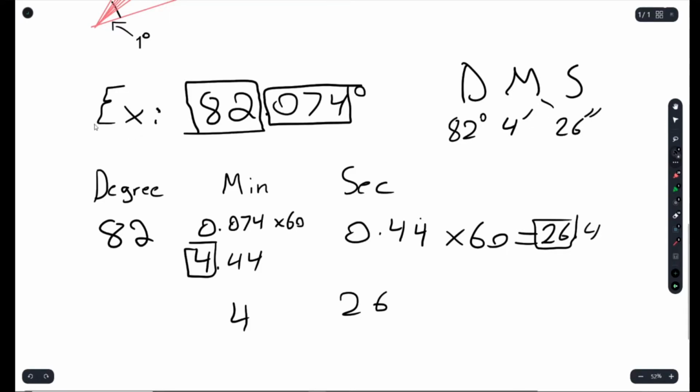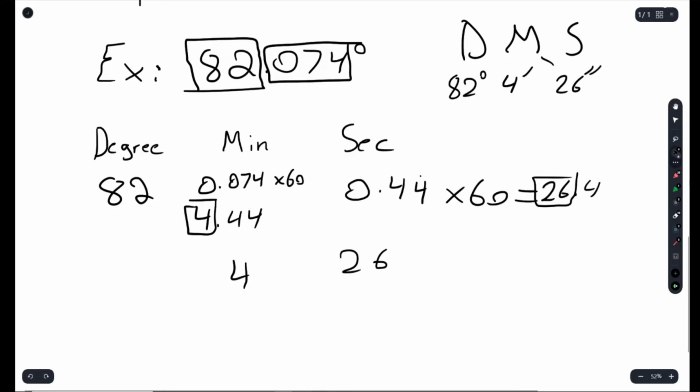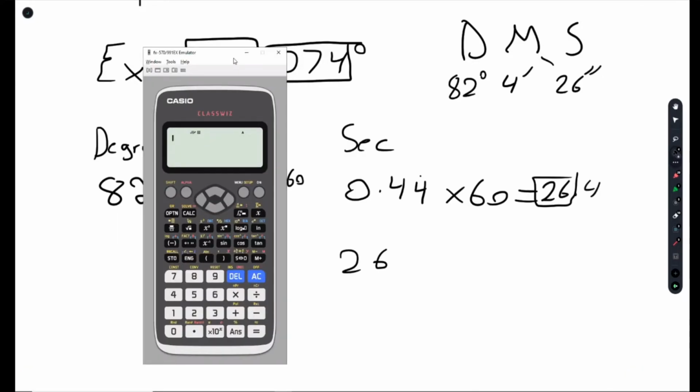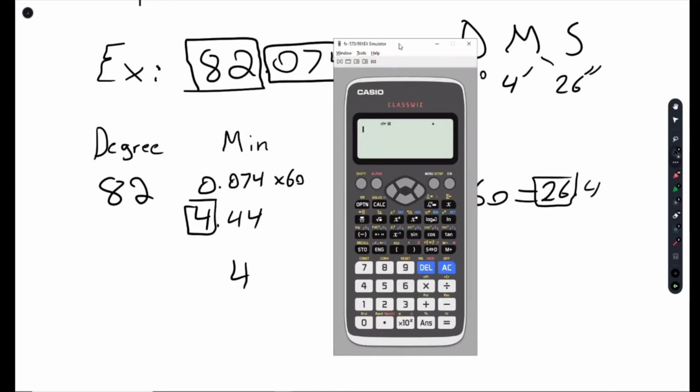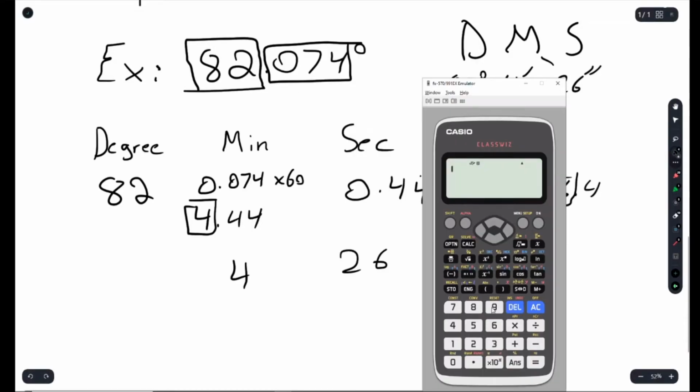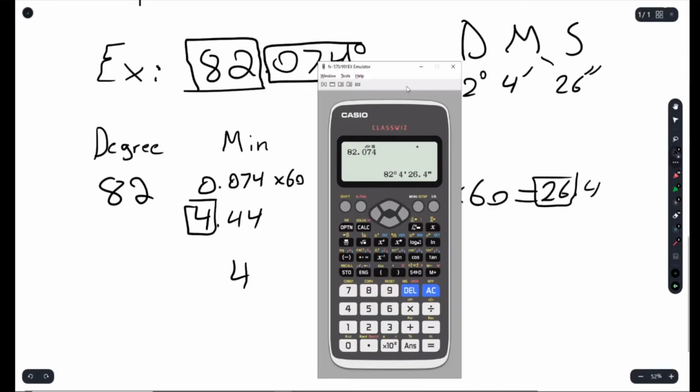There's an easier way, since you have your calculator, so you can always just use a calculator here. First you put in the angle given, which is 82.074. Then you press equal. Then you convert it to decimal. Then you press this button right here, and it gives you the degree, minute, second. So it's 82, 4, and 26.